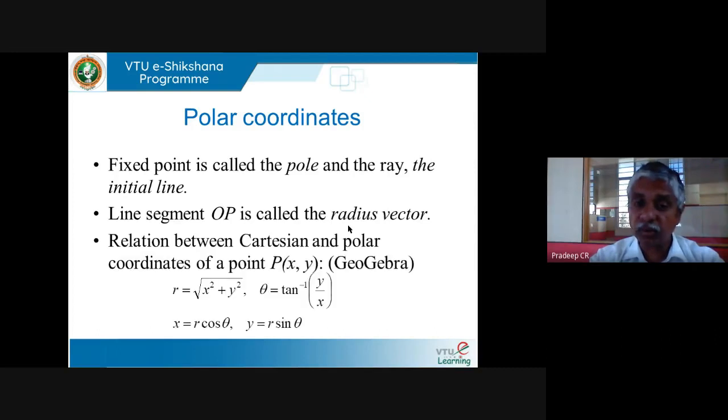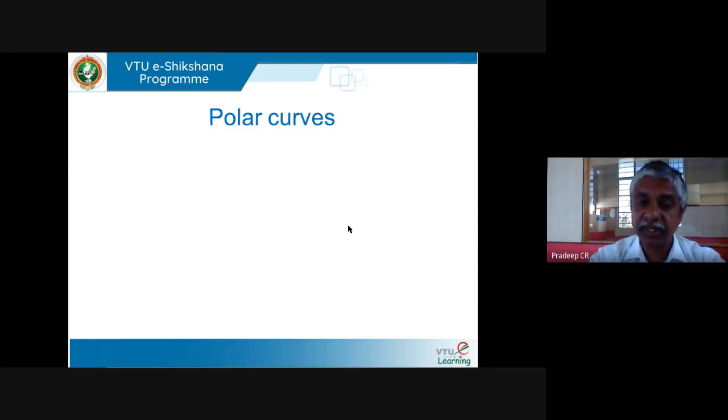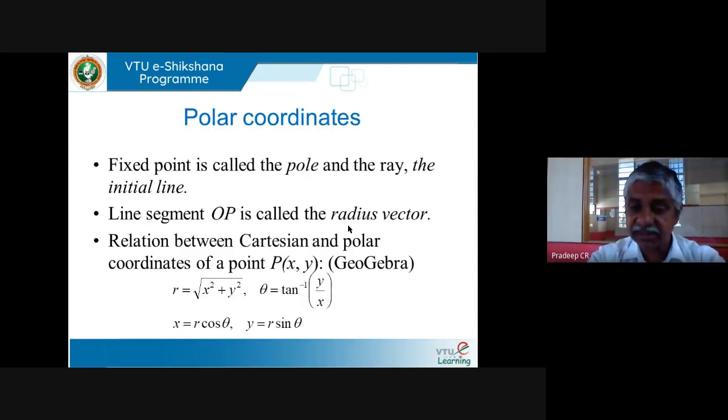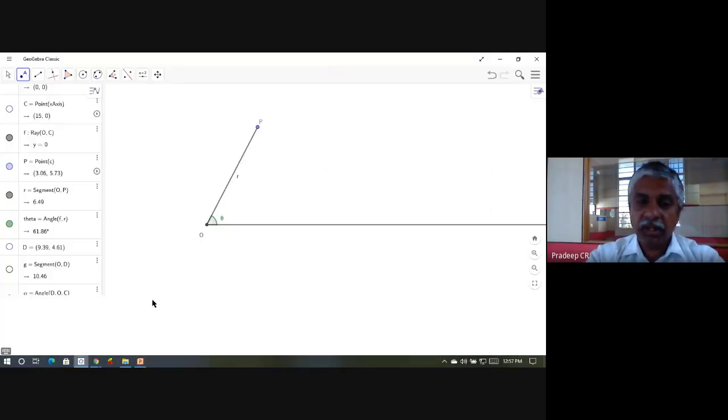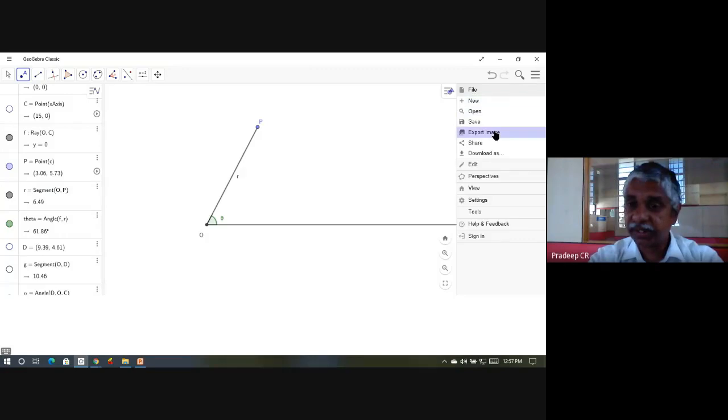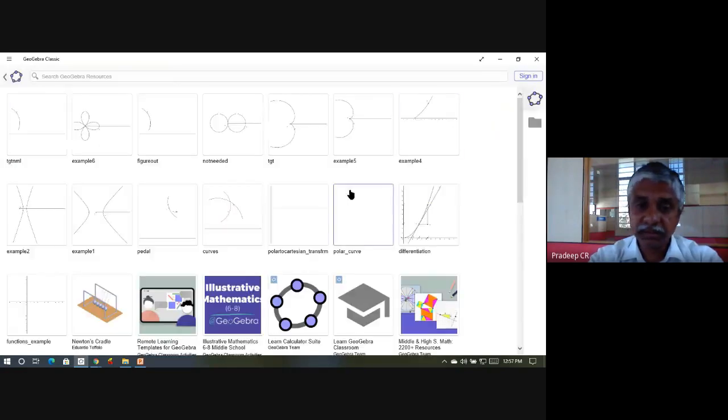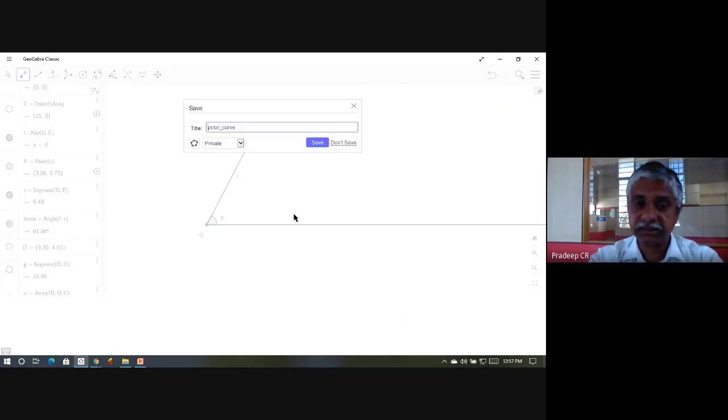Now we want to know what is the relationship between Cartesian coordinates and polar coordinates. This is a very important step. So let me say this and stop today's session. As P changes, I want to define the relation between the two.